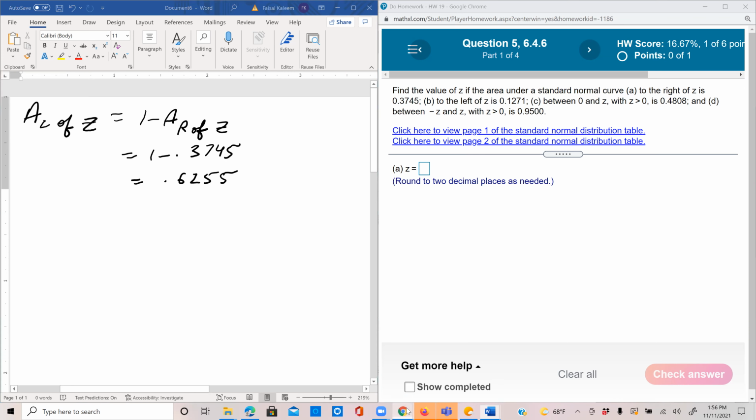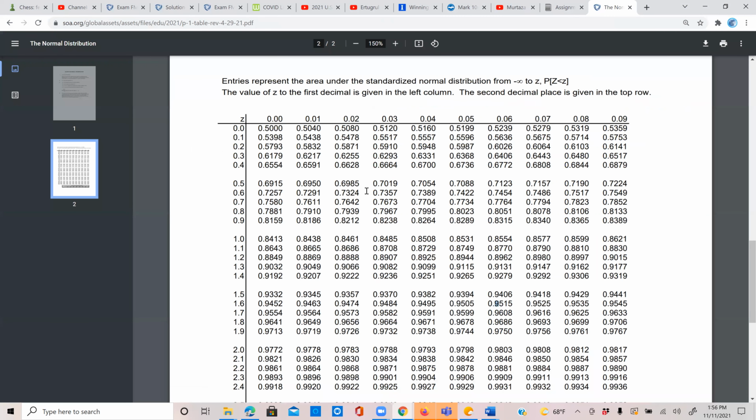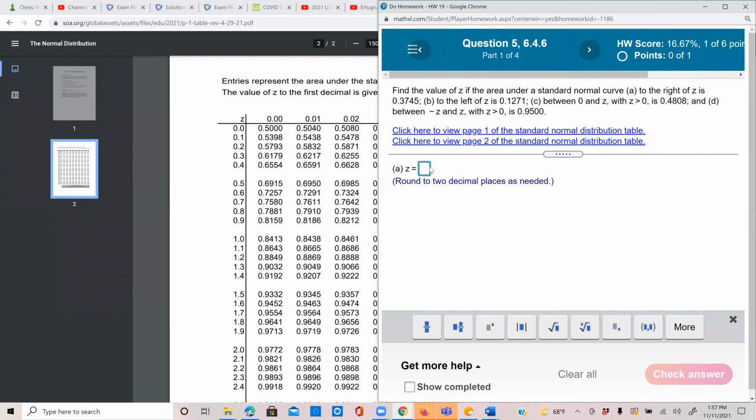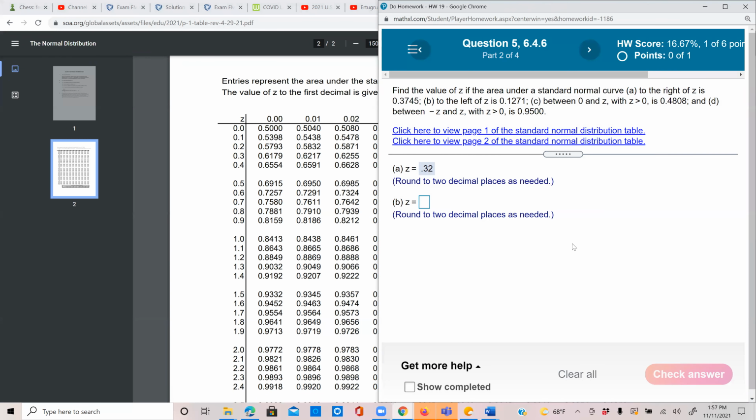So let's look at 0.6255. So you have to search for 0.6255 in the area region, and here it is, and that corresponds to z equals 0.32. Okay, so our z value here is 0.32. Now we have area to the left of z is 0.1271.